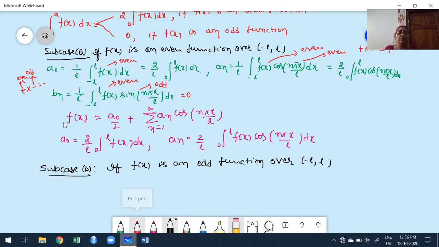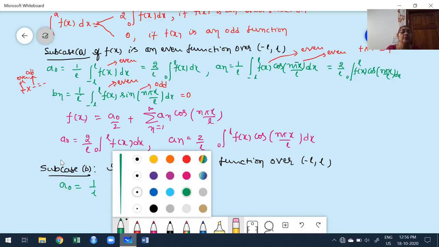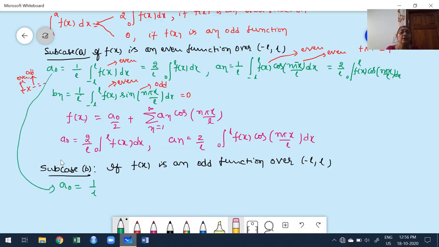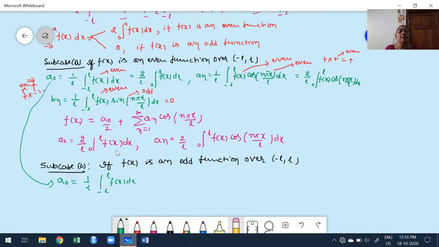Now here, first you take the original formula for a naught, a n and b n. What is the formula for a function over the interval minus L to L? A naught formula is 1 by L, minus L to L f of x dx. Now observe carefully here. We assume that f of x is an odd function. From the definite integral property, this must be 0. Therefore, a naught must be 0.